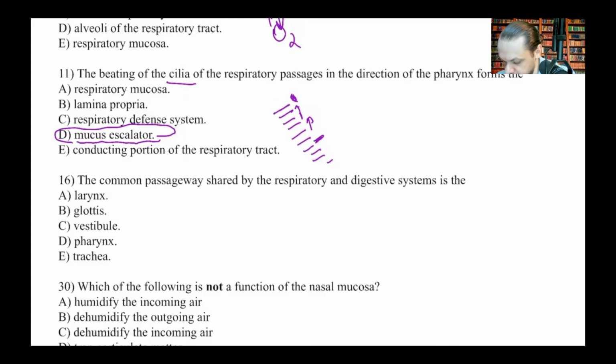The reason being, it's the mucus escalator. Why is it the mucus escalator? It's that the cilia is what propels all the goblet cell secretions that are being made, and all the particulate matter up, through the cilia using that mucociliary escalator. So that's the answer for that.